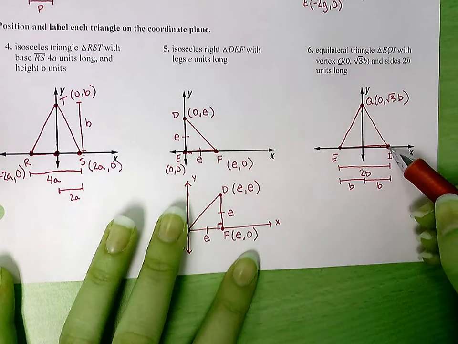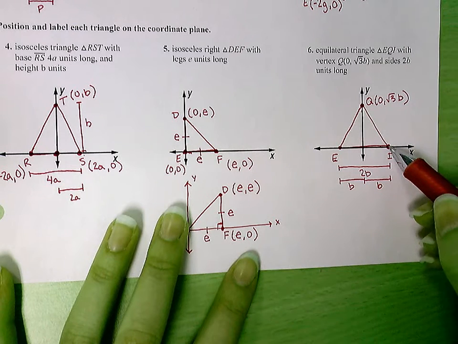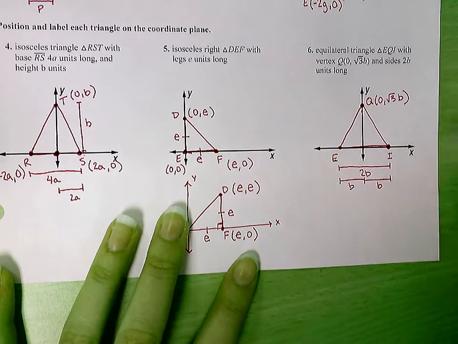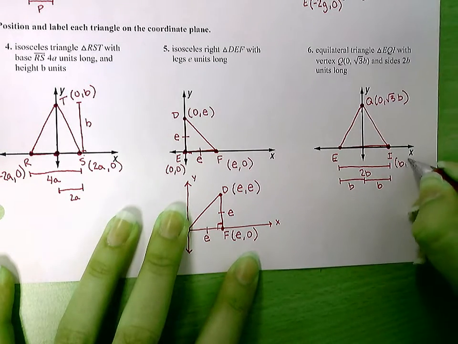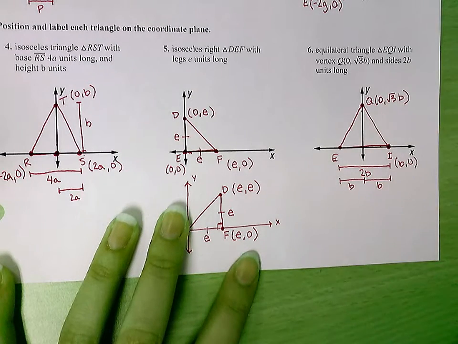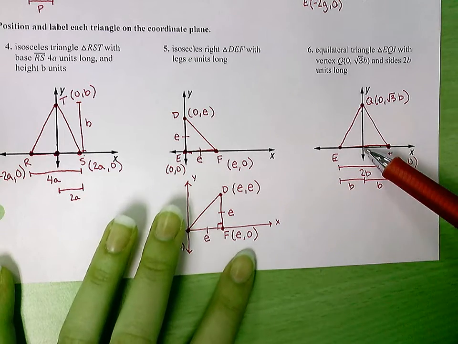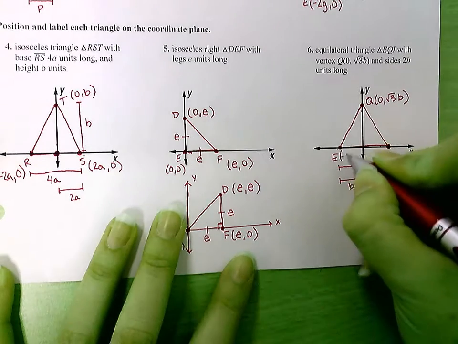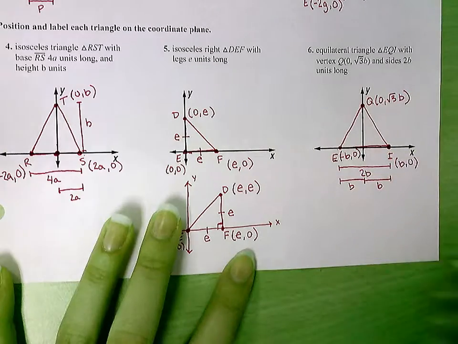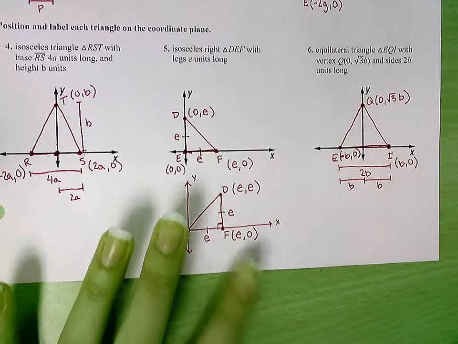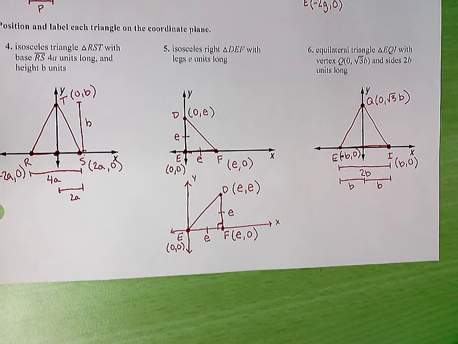So to get to point I from your origin, how many units do I go to the right? B. And then I don't move up or down, so that would be 0. Now from the origin, how do I get to point E? You go left B units, and then you don't move up or down, so that would be 0. Gotcha. Okay, so that's how you would kind of draw these ones out.